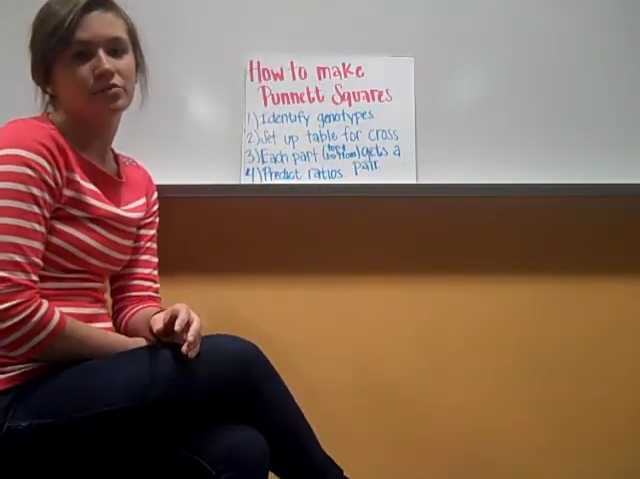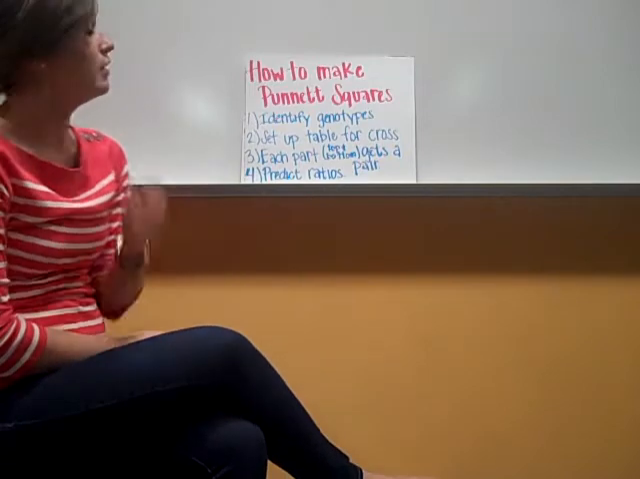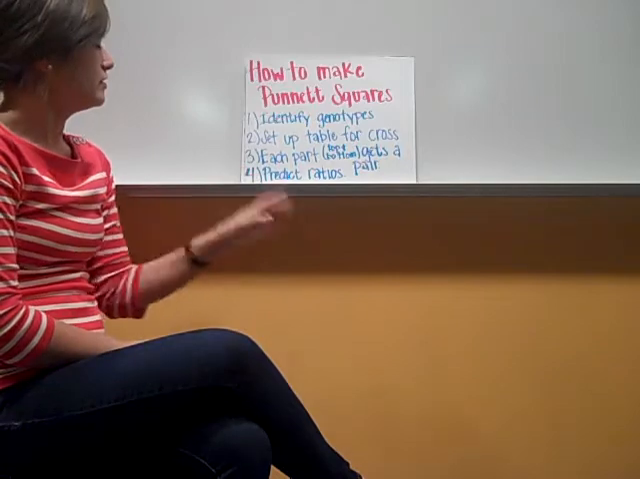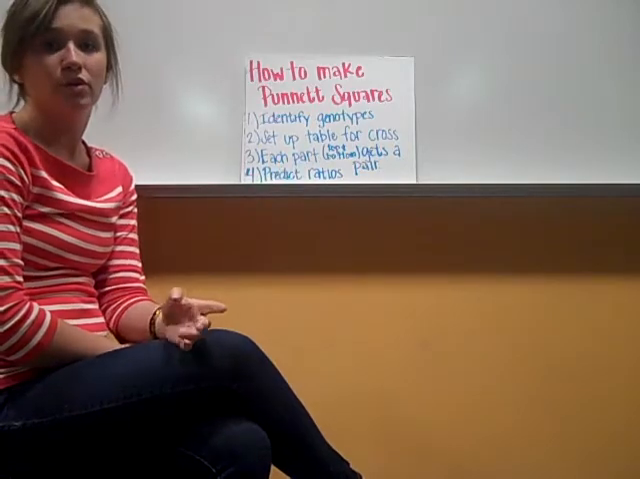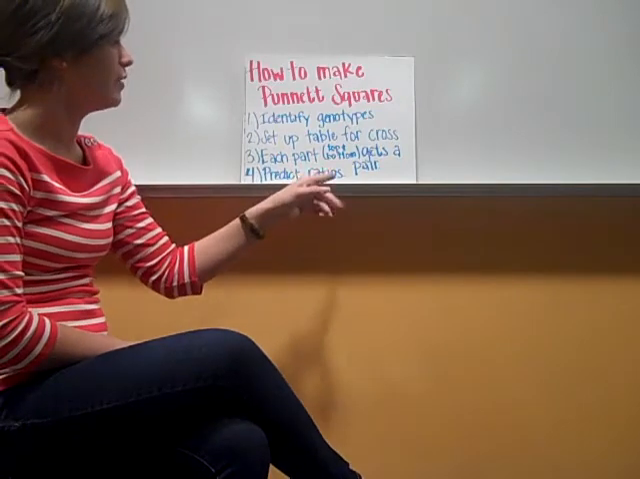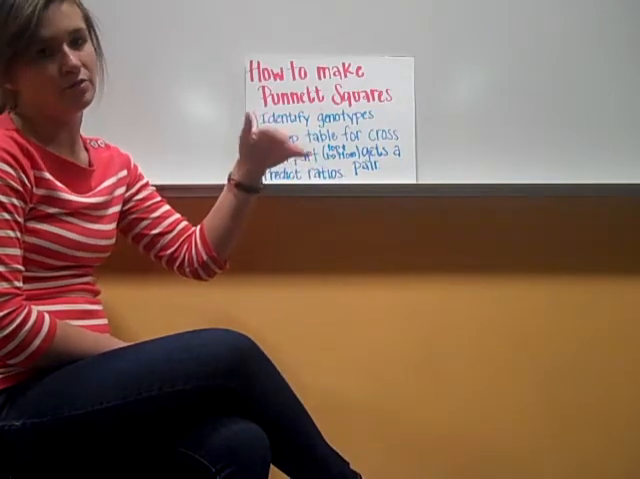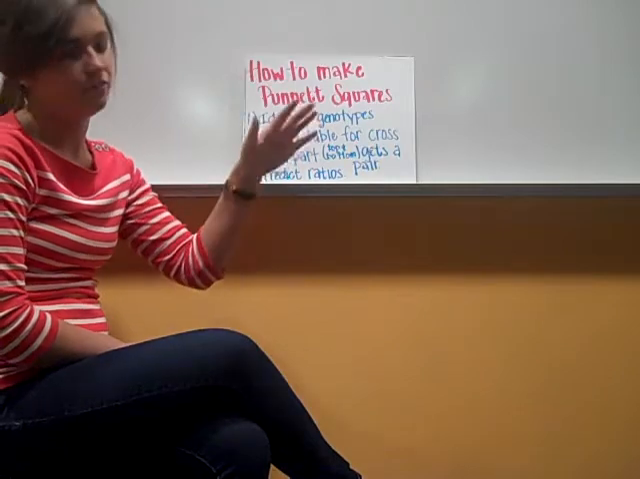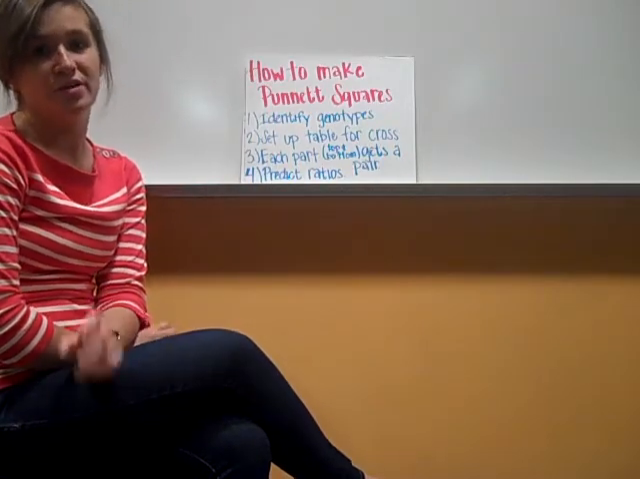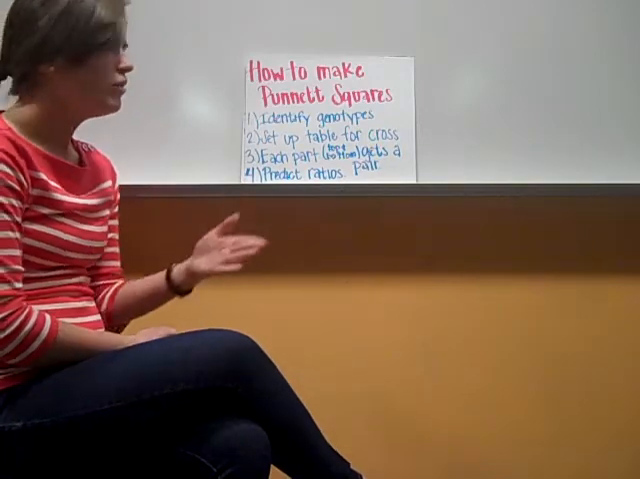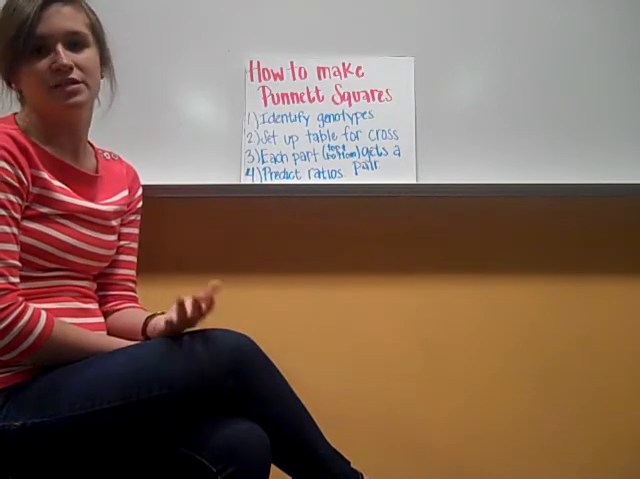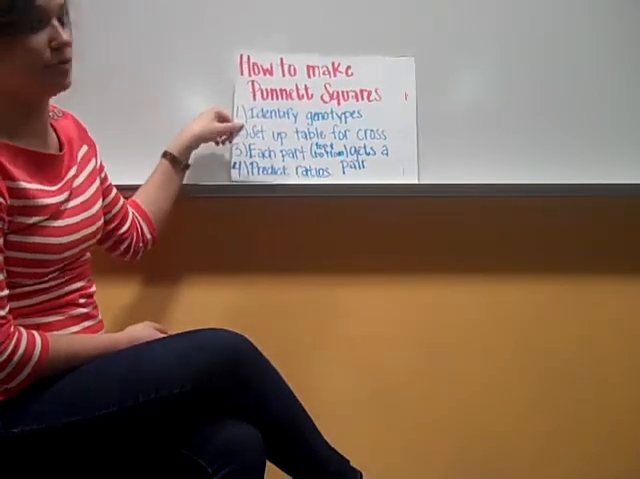Whenever you're making a Punnett square, there are a few rules to follow. The first rule is always going to be to identify your genotypes. Your second rule is going to be to set up a table for a cross. Your third rule is always going to be to label each part, the top and the left, with a pair. And step 4 is always to predict your genotypic and phenotypic ratios. Now I know you're wondering what in the world I'm talking about, but the only true way to get good at Punnett squares is to do them. So we're going to do a couple of examples.